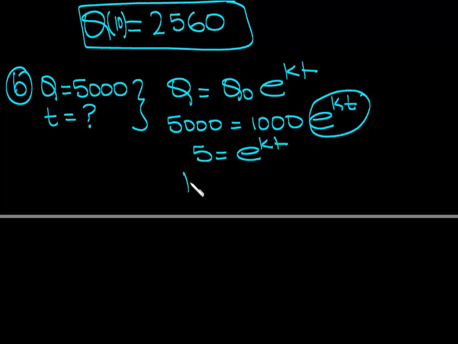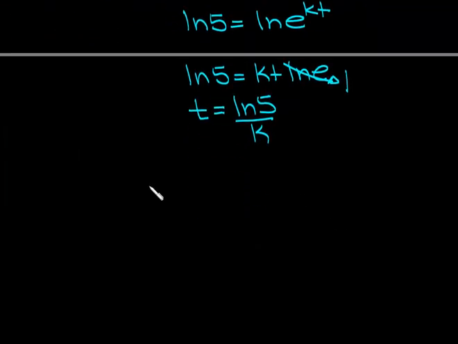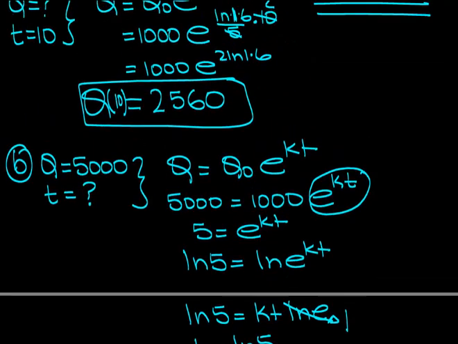Let's introduce log. So we get ln of 5 = ln of e^(kt). Bring the exponent in the front. So we get kt times ln of e. ln of e is 1. So divide both sides by k, since we want to solve for t. We've done this now four or five times, so you should get pretty comfortable with solving for some unknown exponent. Let's replace k with what we found earlier. k was ln of 1.6 divided by 5.